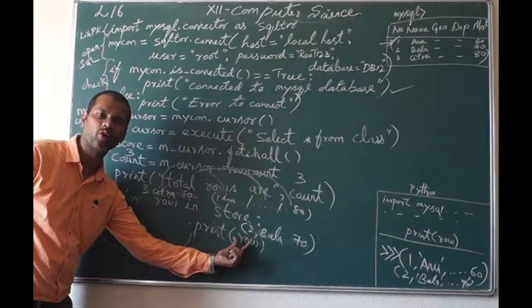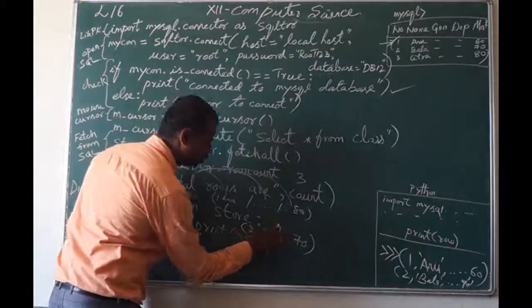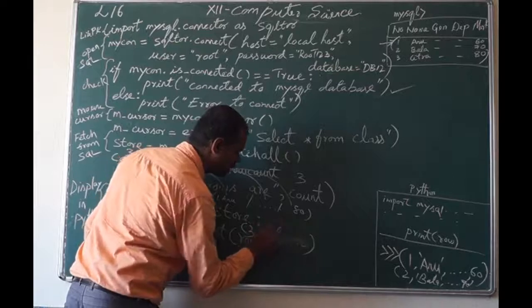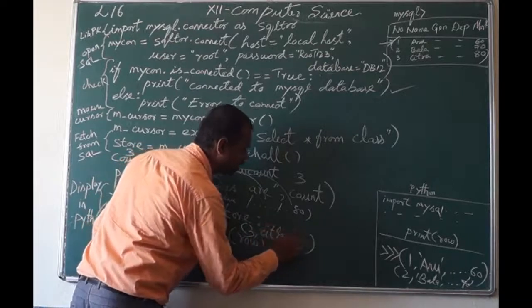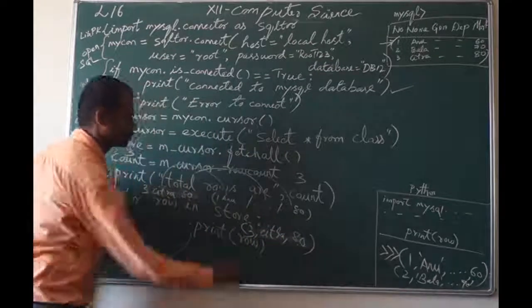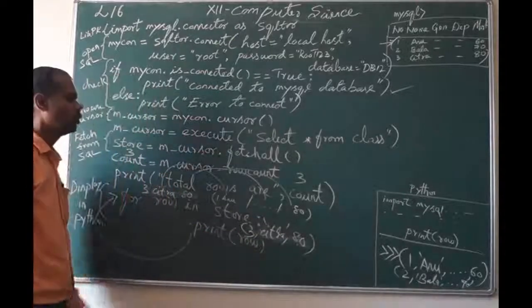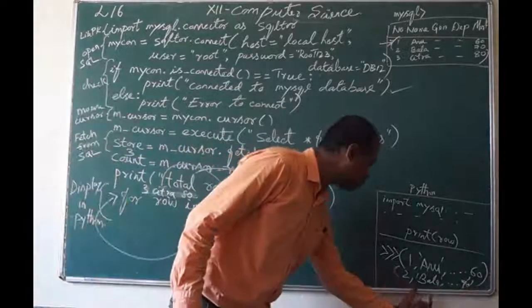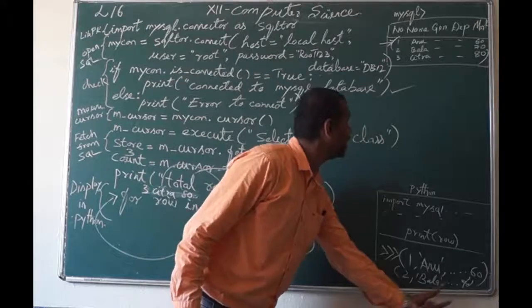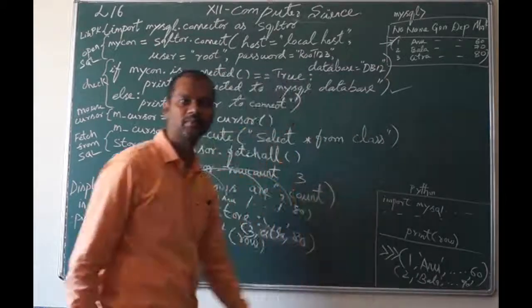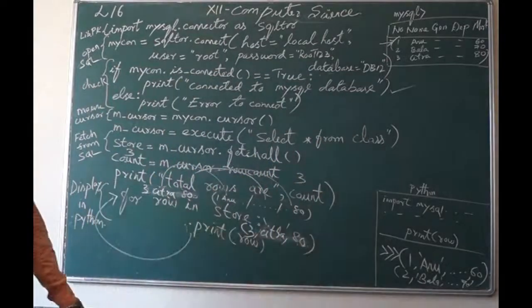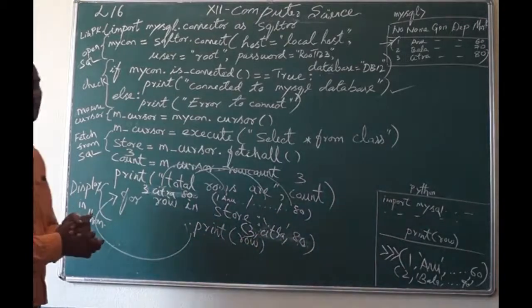So it will come here. Print row means what is the row value? 3 Chitra 80. Okay, so below this, 3 Chitra 80 will be printed. That's all. Okay, so very simple, my dear students.